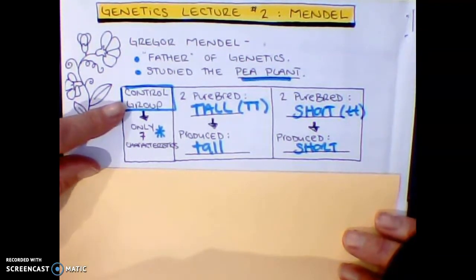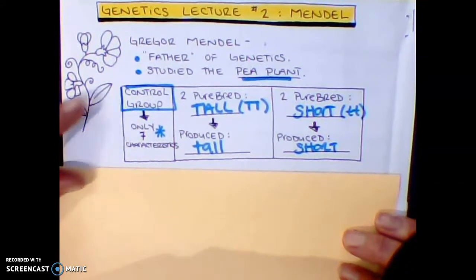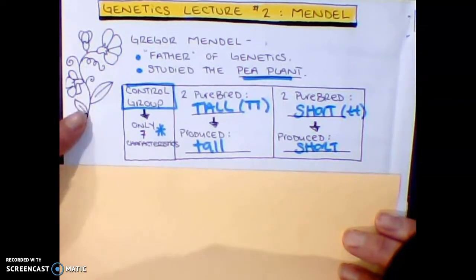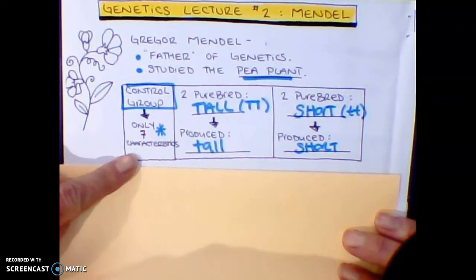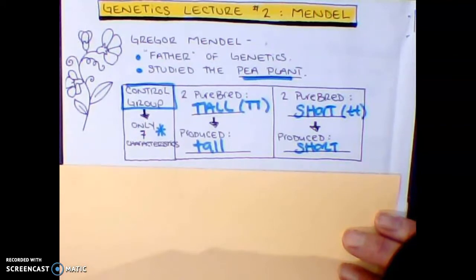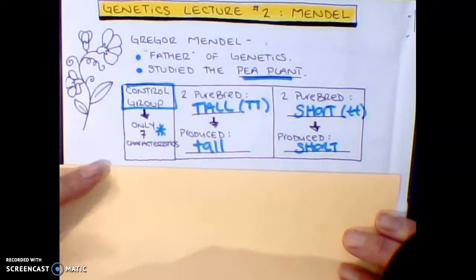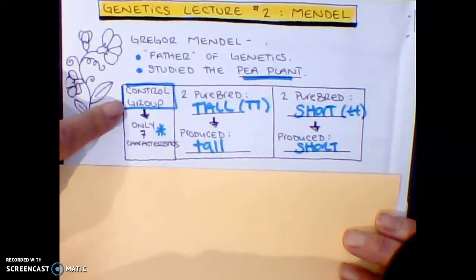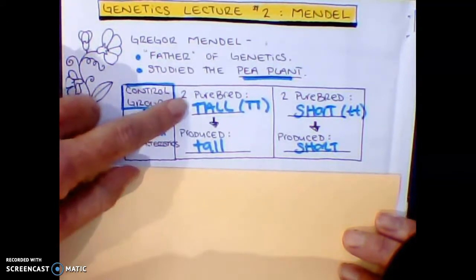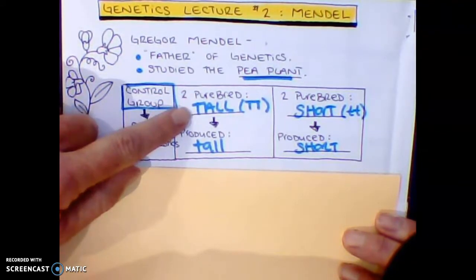So let's go and talk about why he used pea plants to begin with. This is just a brief description of a pea plant. They're super simple, and they only have 7 characteristics. Because the characteristics were very, very simple, tall, short, purple, white, he was able to figure out generational differences.